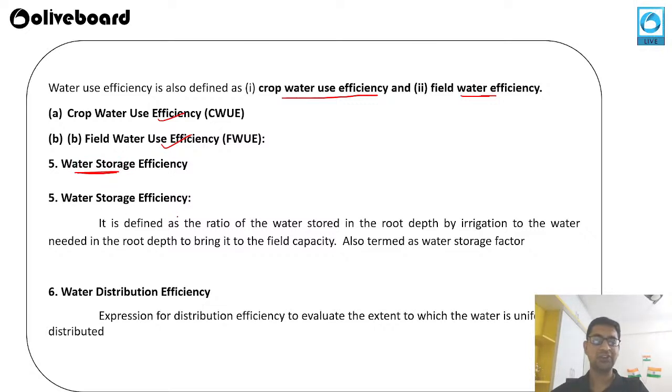What is water storage efficiency? It is defined as the ratio of water stored in the root depth by irrigation to the water needed to bring the root depth to field capacity, and it is also termed the water storage factor.